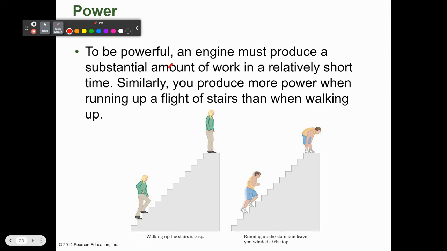what is power? Power is the amount of work done in a specified amount of time. So you produce more power when you run up a flight of stairs compared to when you walk up a flight of stairs, because the walking is going to take a longer time than the running will. So your height is going to be the same, so your displacement will be the same, and your force will be the same, because that's your mass times your gravity. But what's going to be different is the amount of time in which you do that thing.